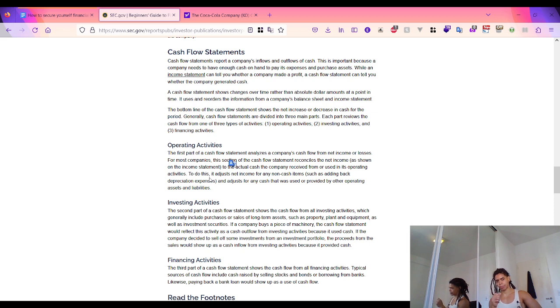And it adjusts for any cash that was used or provided by other operating assets and liabilities. Okay, or adjust for any cash that was used or provided by other operating assets or liabilities. Again, operating assets.